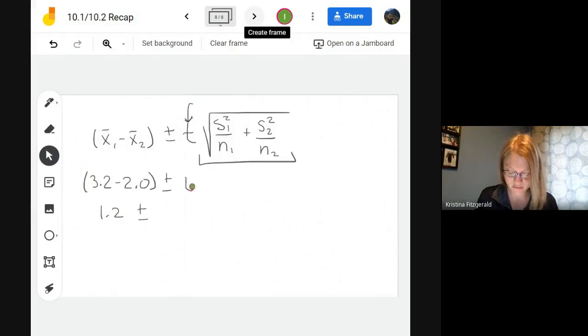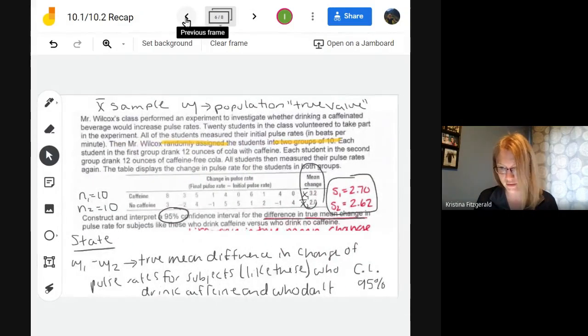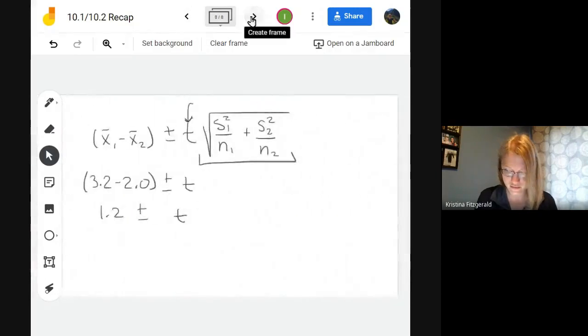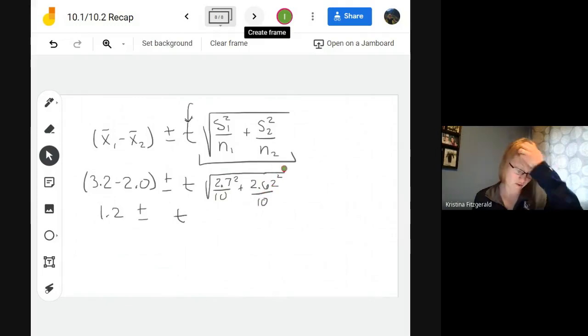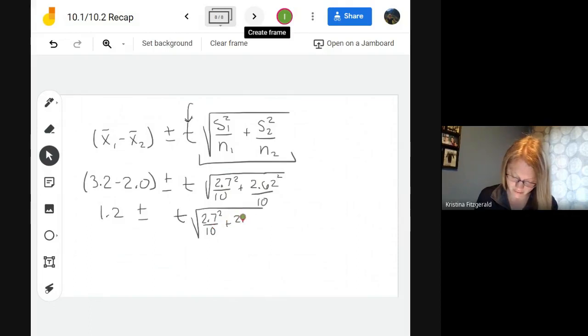And then T we'll find in a hot second. And then my 2 standard deviations are just plug and chug. So 2.7 and 2.62. So 2.7 squared over 10 and 2.62 squared over 10. All of that is gross to plug into the calculator, so we're just going to make the calculator do it for us. That's the beauty of that, and that is a very valid AP test trick. When in doubt, hit the stat button.